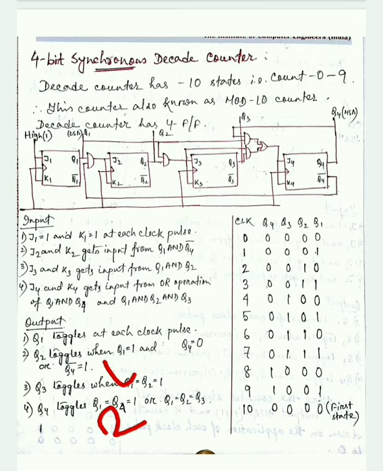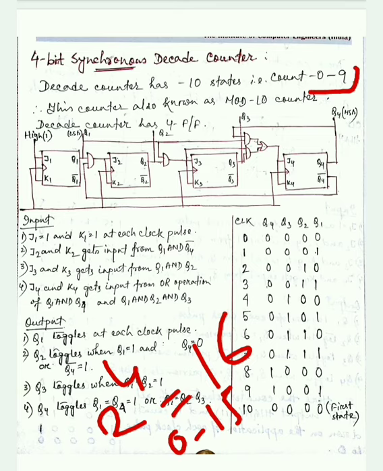Let's see, if we use 4 flip-flops, then its possible states are 16. So 16 means it can count from 0 to 15. But we need 0 to 9. So after counting 9, the counter must be in reset position. That is, after counting 9, it again starts to count from 0 0 0 0.